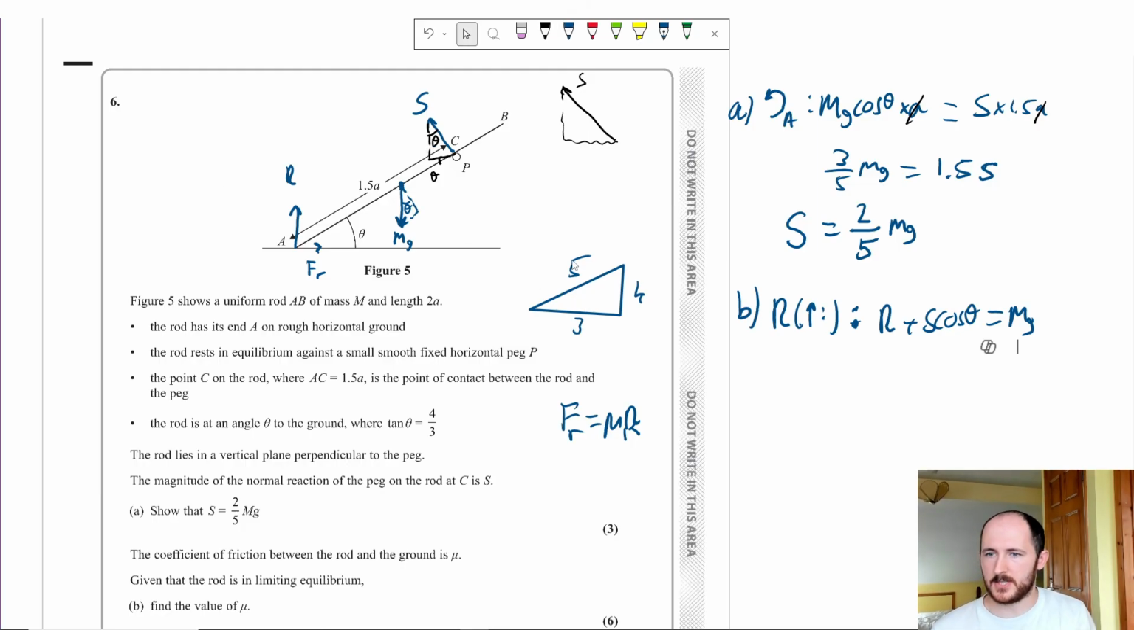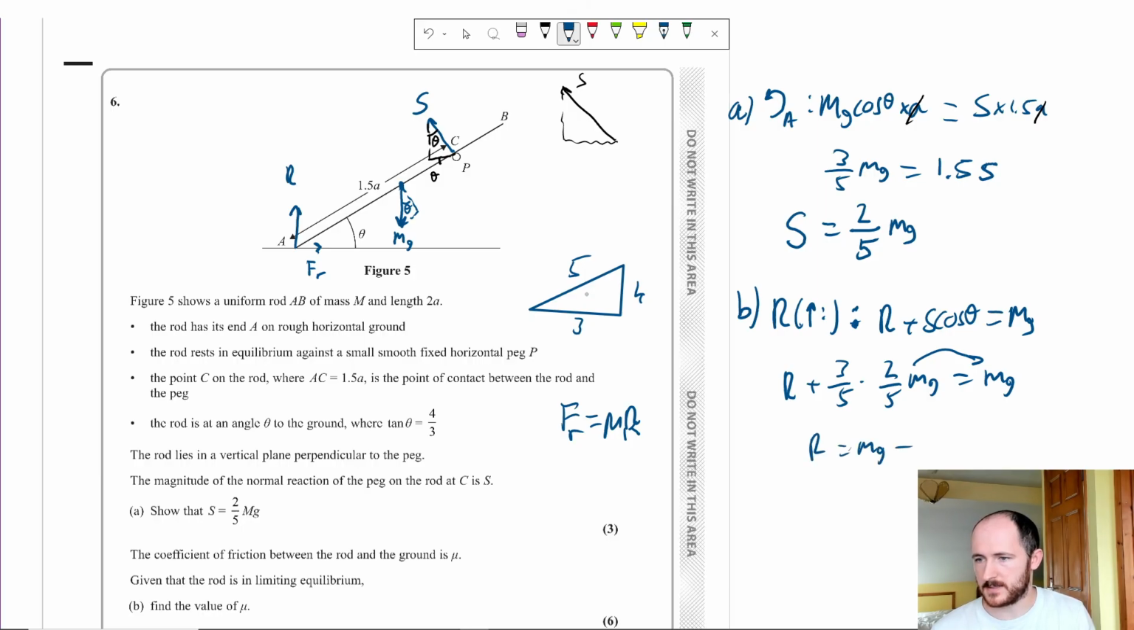So cos theta again would be adjacent over hypotenuse, so it'd be 3/5 again. So we get R plus 3/5 of S, which is also 2/5 mg, equals mg, which means I can work out R by moving all of this to the other side. First of all, I want to make this, so 3 times 2 is 6, 6/25 mg. So it's going to be R equals mg minus 6/25 mg. So R is equal to, I want to say 19/25 mg. And I'm not going to simplify it. I mean, I can't simplify it anyway, so that's fine.